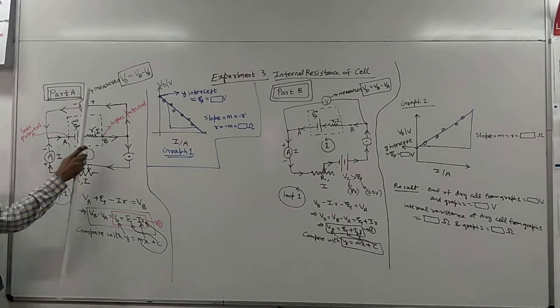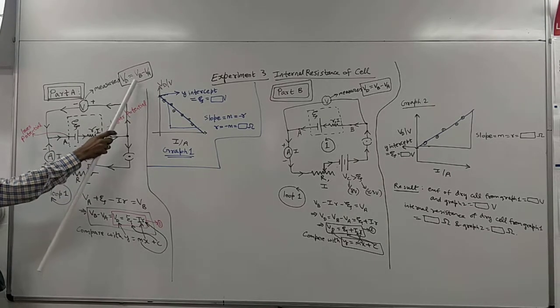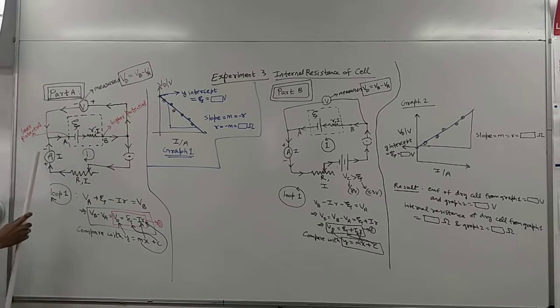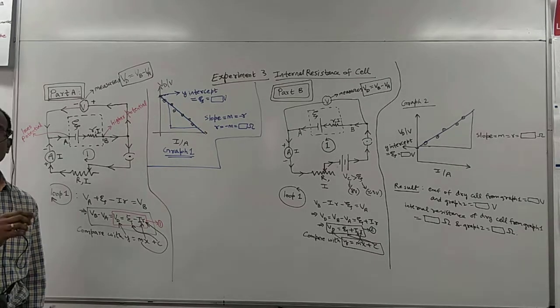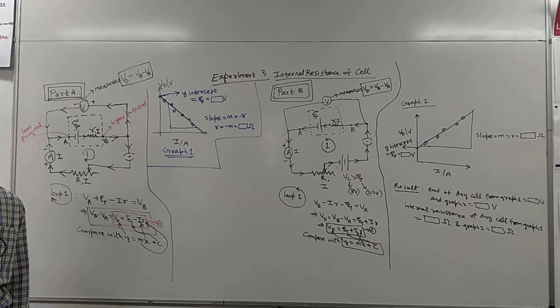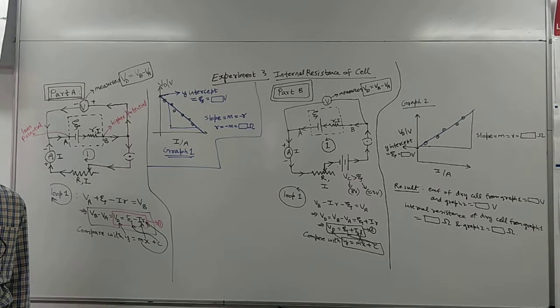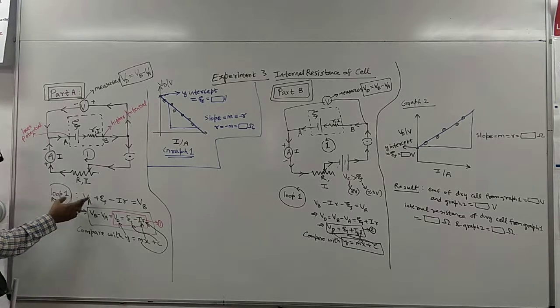So this voltmeter is measuring VB minus VA. So we need to know what exactly is that. To do that, we will use Kirchhoff's voltage loop rule, which just says that the sum of changes in voltage or potential as you go along a loop is equal to 0 for a closed loop. Now what we'll do is we'll apply it in a certain way.